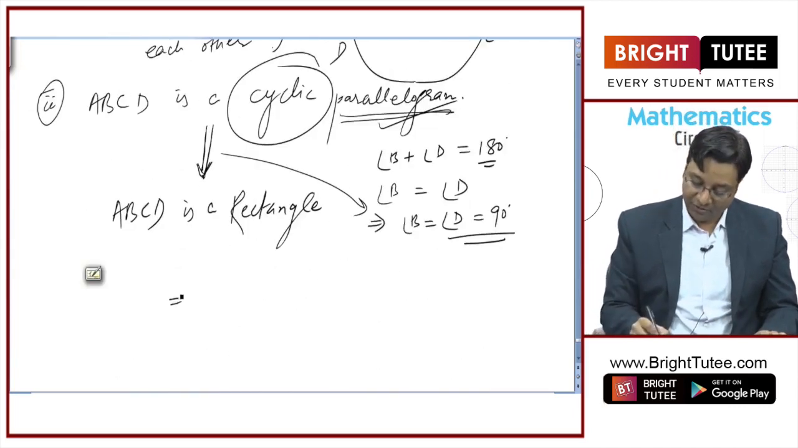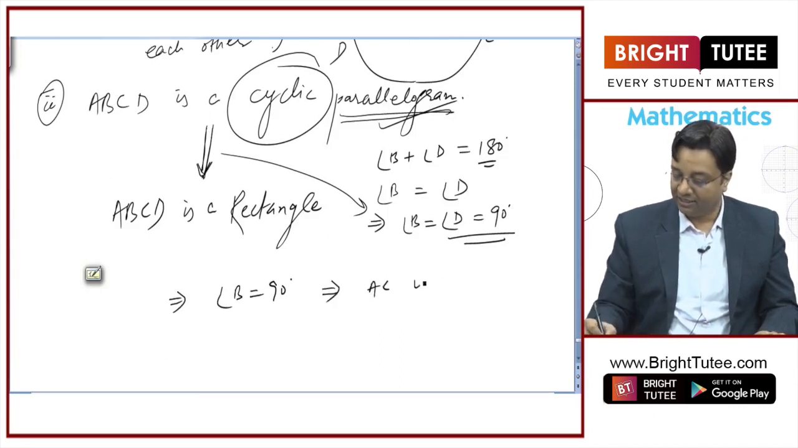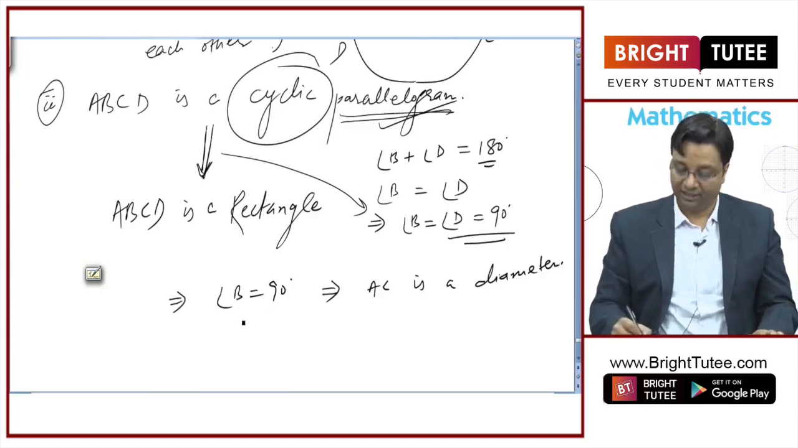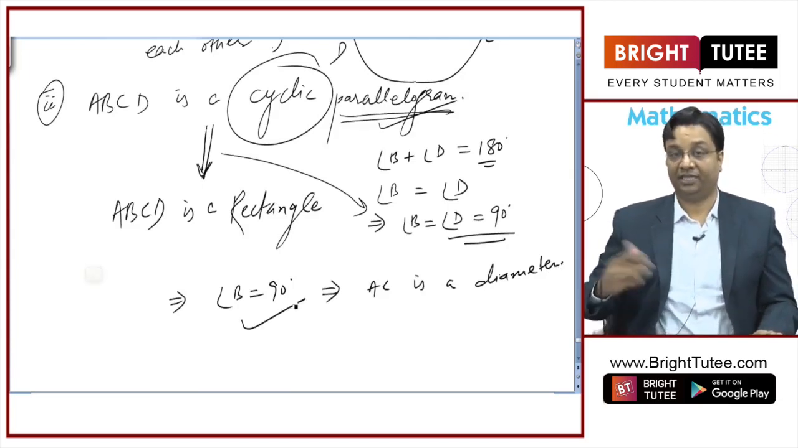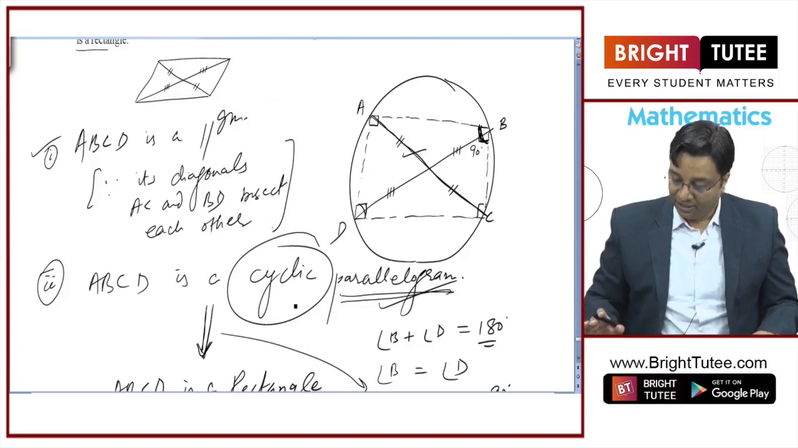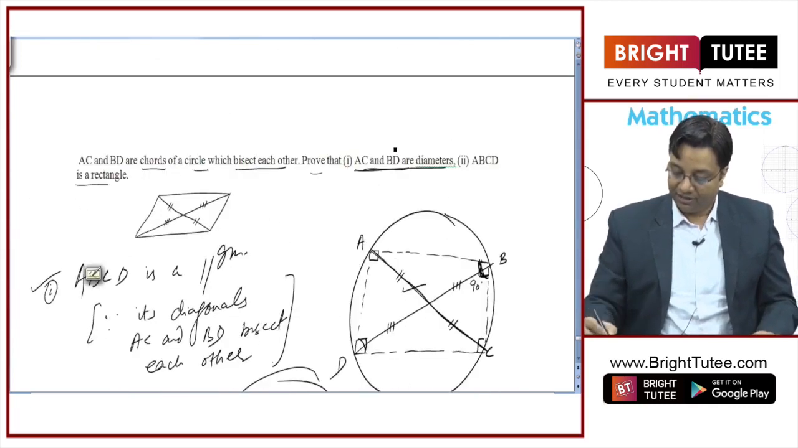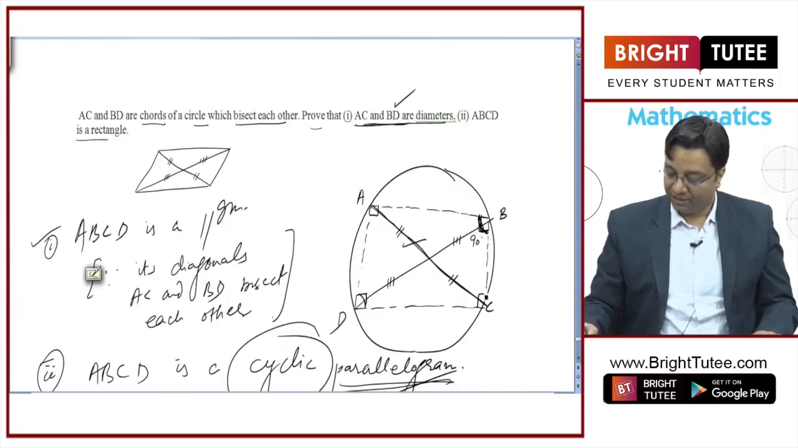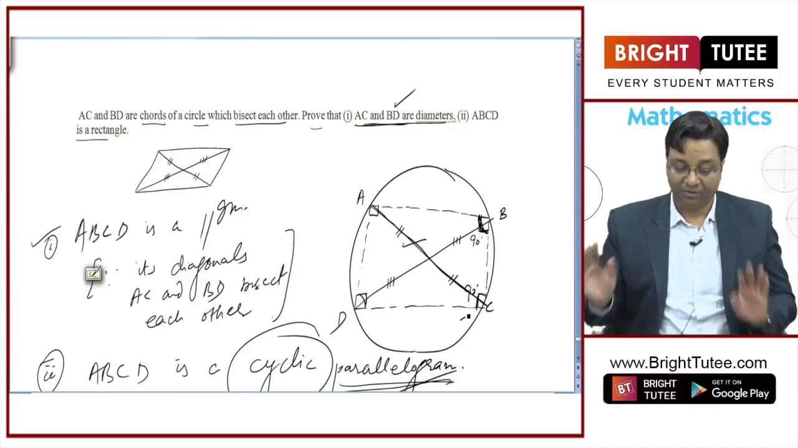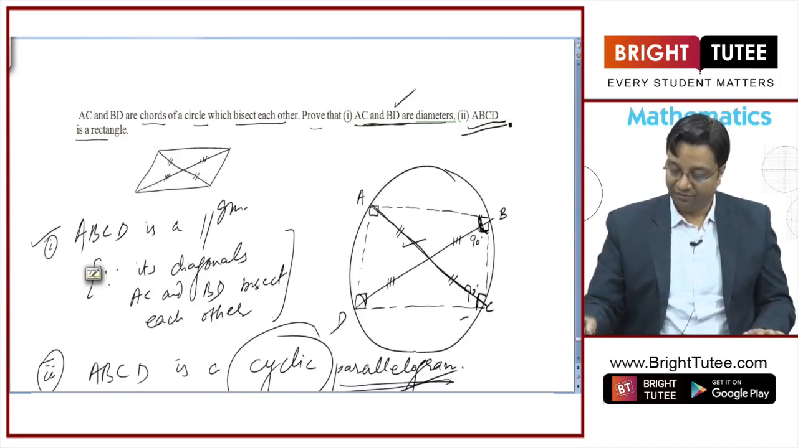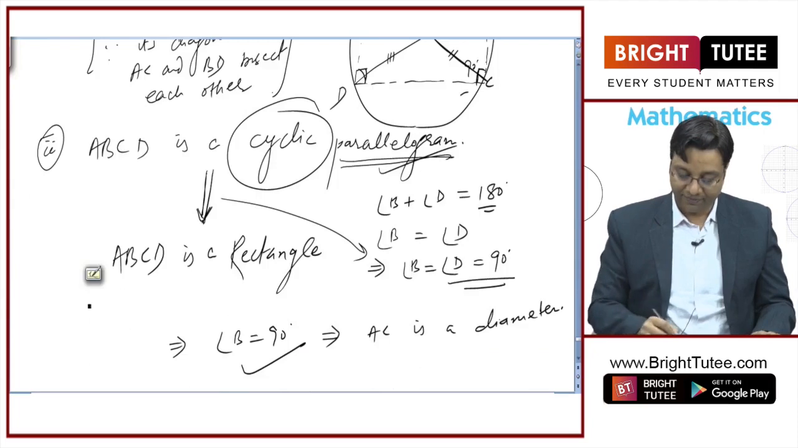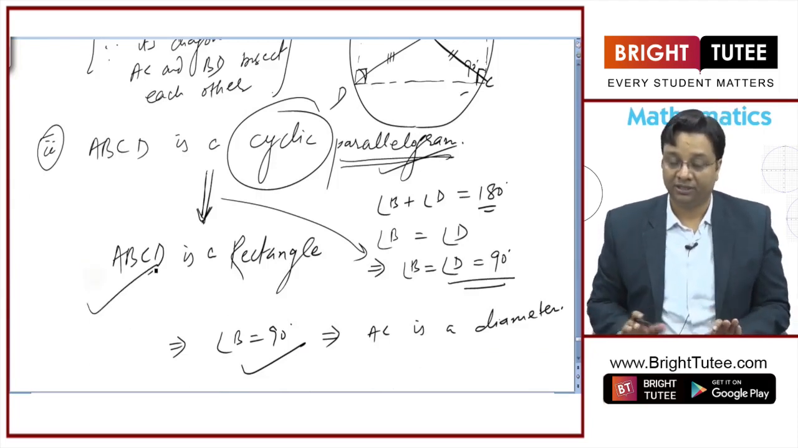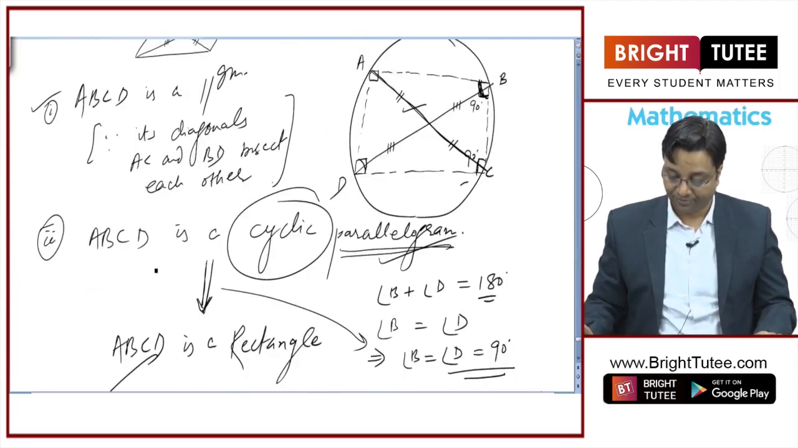So how would you write this statement? Angle B is equal to 90 degrees. This means AC is a diameter of the circle, because it is the angle made in a semicircle, which is 90 degrees. Similarly, you can say BD is a diameter because angle C is 90 degrees. I hope this part is clear. And the second part, I have already proved that ABCD is a rectangle. So this question should be clear to you by now.